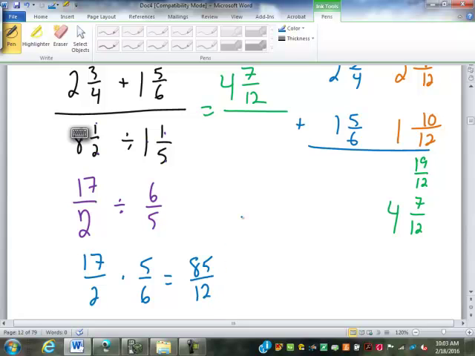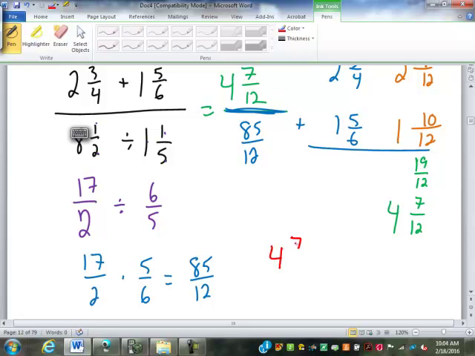Now, I could reduce this to 7 and 1/12, but I'm not going to. Can anybody see why? Well, what does this fraction bar mean? What operation does that indicate we're going to have to do? We're going to have to divide. And when I divide, I need improper fractions anyway. So why reduce it just to change it back?